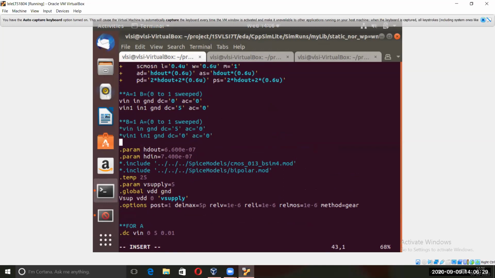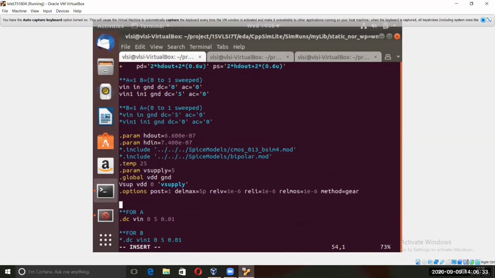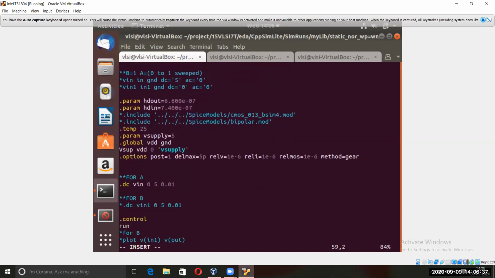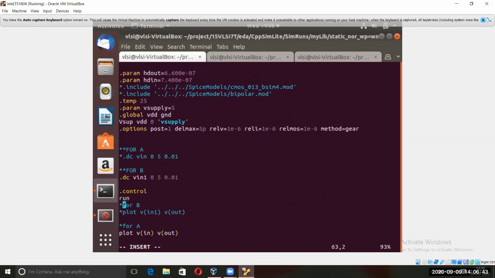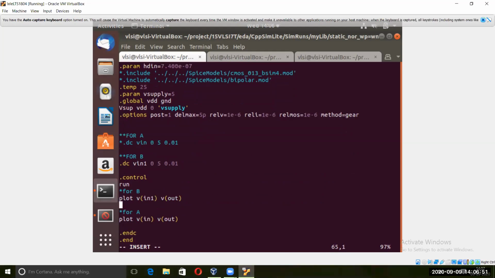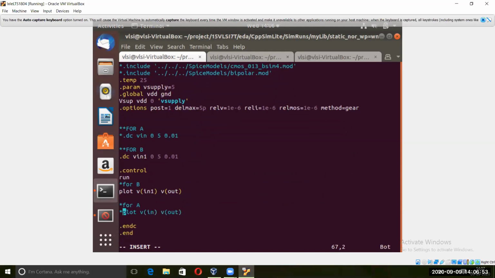Then we will switch B and keep A constant. For that, the DC line will also be changed, of course, because we are switching B now. So obviously for that DC line we have to write for B, and A will come in. And for the plot also, we are interested in plotting B. So we will give that for B and comment this one. Now let's see that.